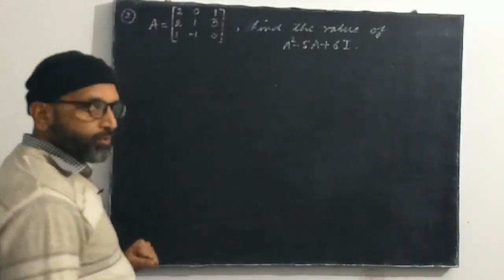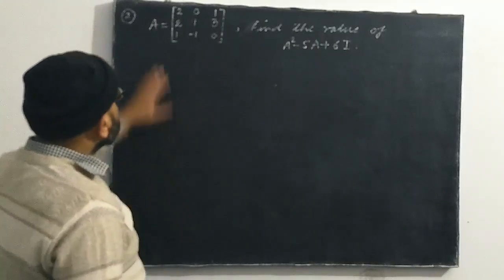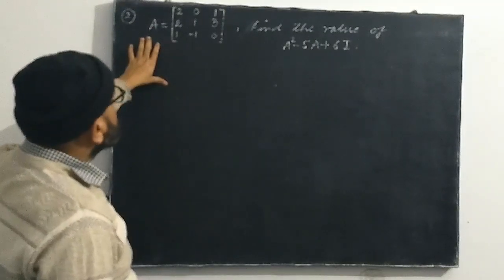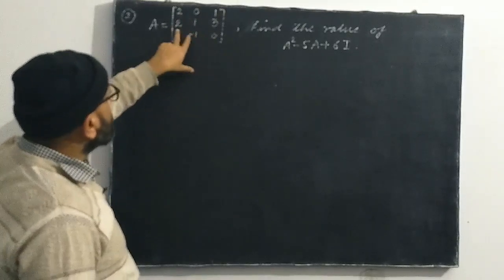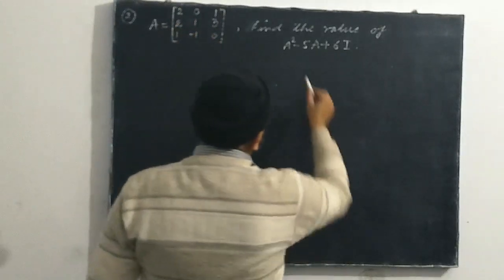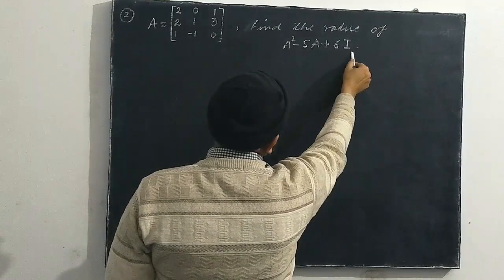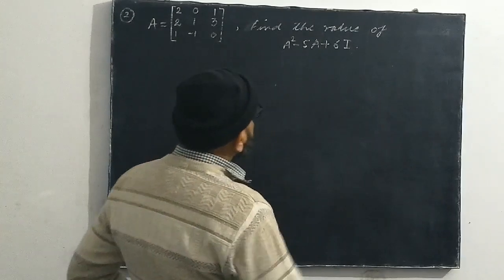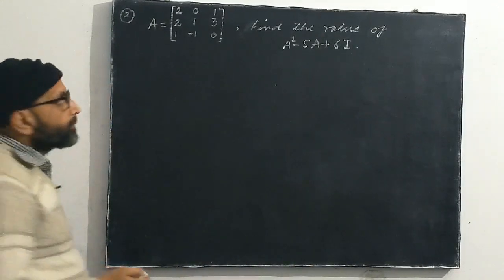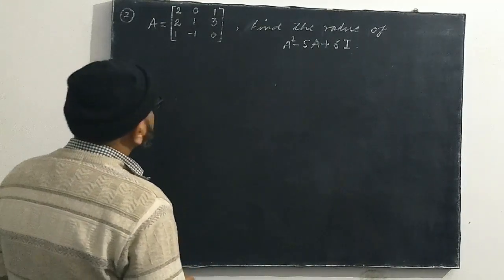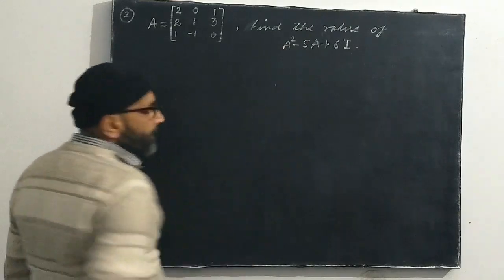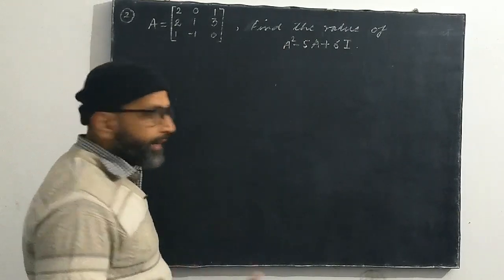Now in question number 2, we are given a square matrix A as the matrix [2, 0, 1; 2, 1, 3; 1, -1, 0], and we have to find the value of this expression, that is A square minus 5A plus 6I. This is the second type of sums based on multiplication of matrices. So what we have to do, first we have to find the value of A square, that is the product of A and A.